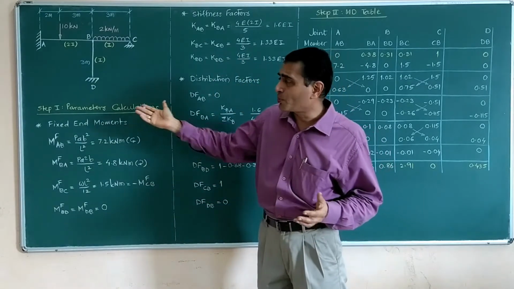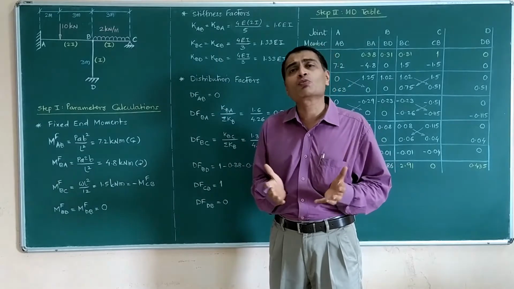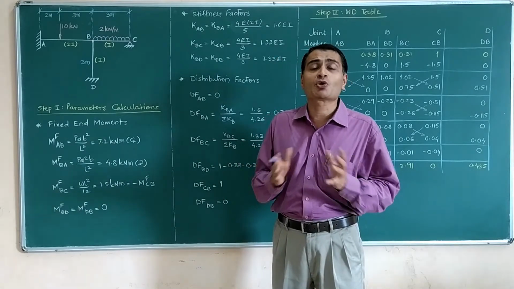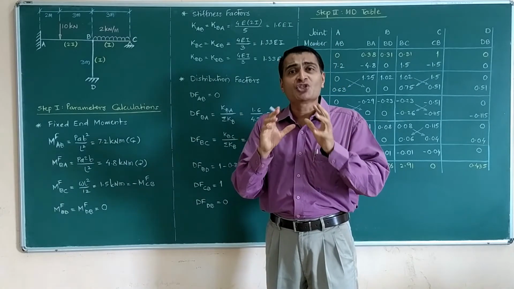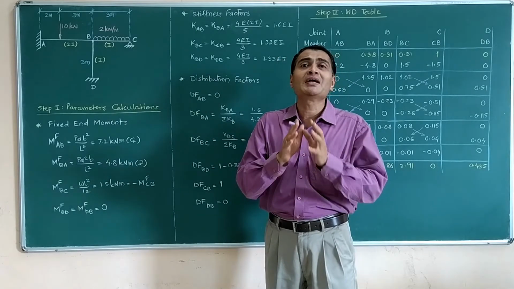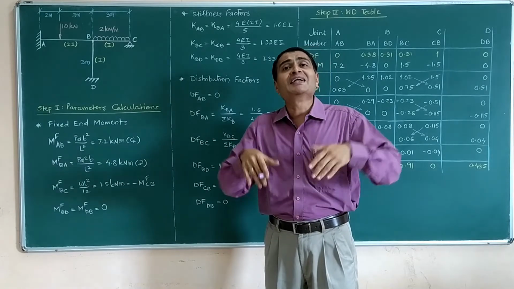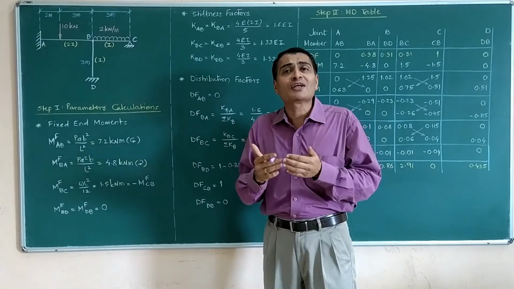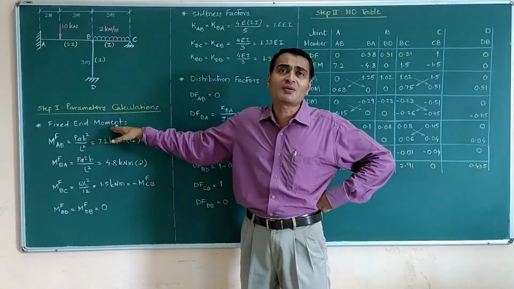So I write step 1, parameter calculations, and first I am going to find fixed end moments. Why fixed end moments? Because the very methodology is to restrain all the joints and check the balance. If it is imbalanced, apply a balancing moment, release the joint, let the moment get distributed, let it get carried over, and again restrain the joints. Those are the iterative steps. So as a first step, I am finding out fixed end moments.